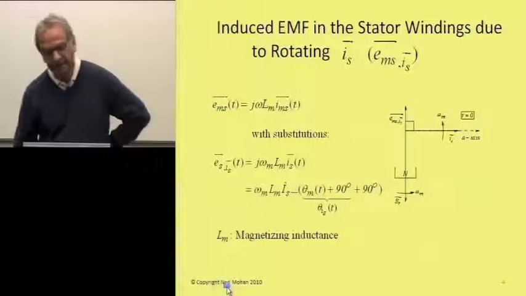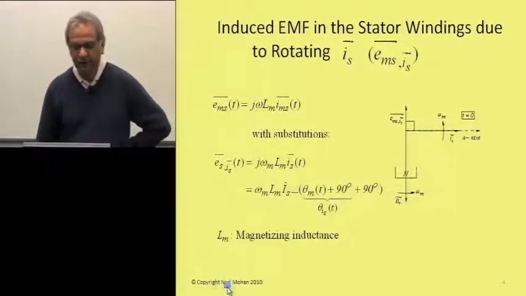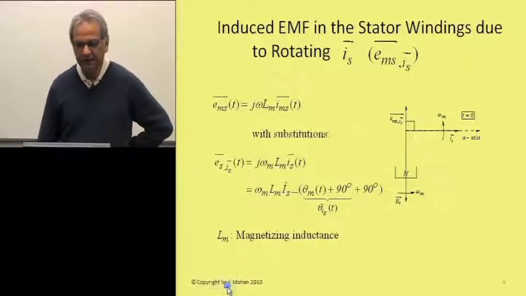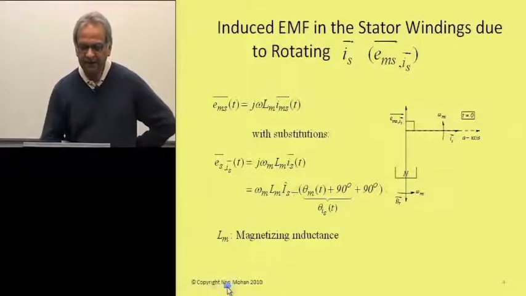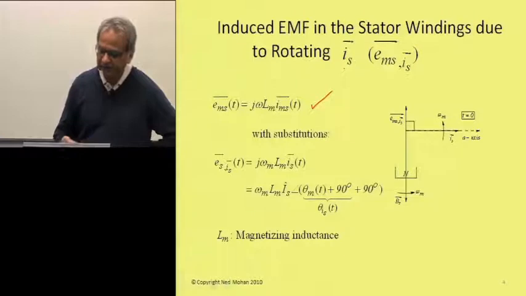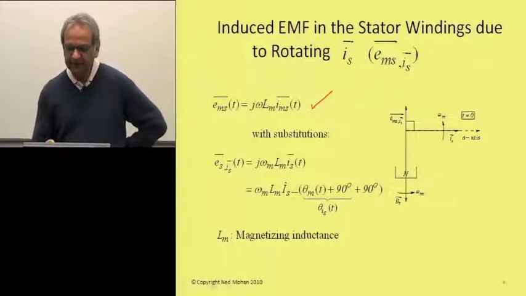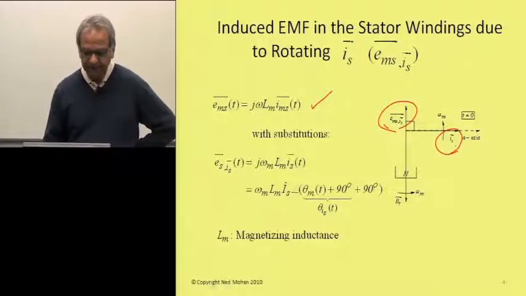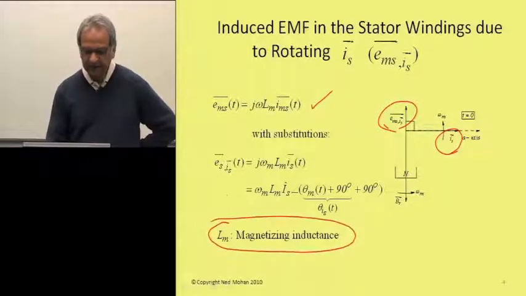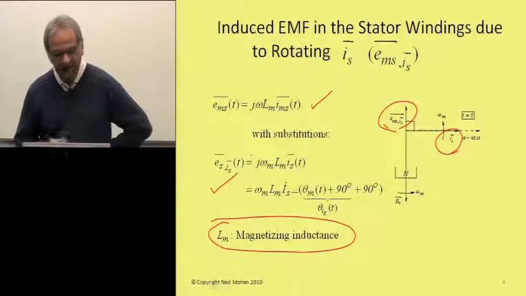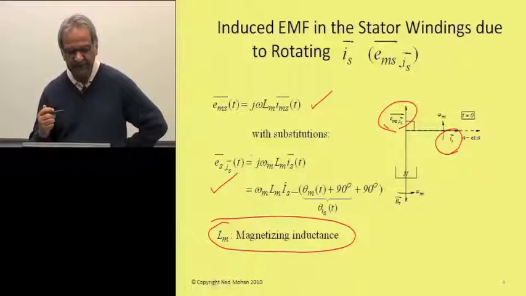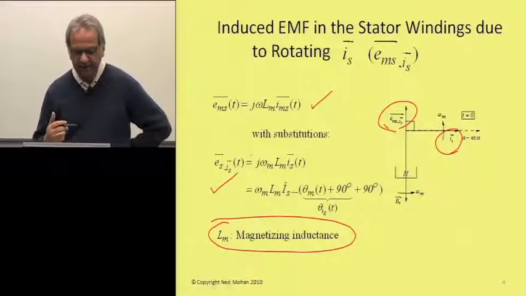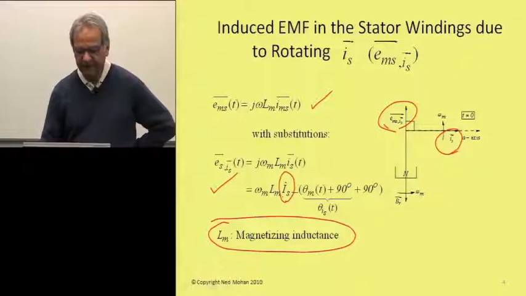Then the next thing we have to look at is the induced EMF in the stator windings due to the fact that the current space vector is also rotating at speed omega sub m in steady state. And we have seen this equation before, where the induced EMF is 90 degrees ahead of I sub s over here. And so we can, again, making use of the magnetizing inductance, come up with this expression of the induced EMF due to the stator current in terms of the stator current amplitude over here.